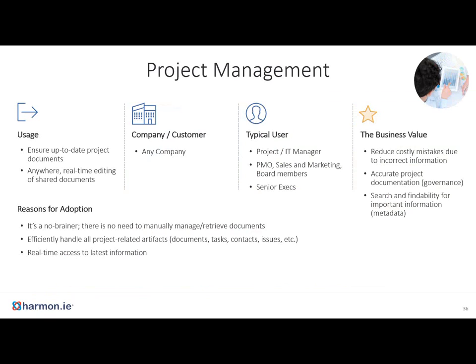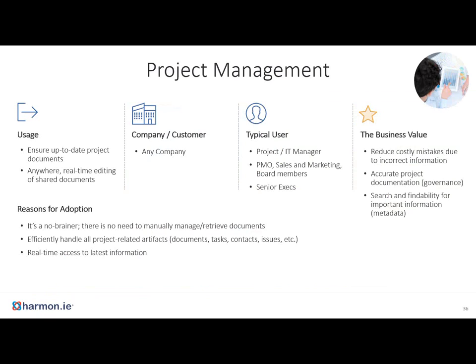Ensuring people have up-to-date project documents, being able to share the documents and edit them, but also be able to get information about tasks and other types of lists as well. So the business value here is a little bit broader than in the previous cases. It's reducing costly mistakes when people are working with old versions of documents or out of date versions of documents, what we sometimes call document chaos.